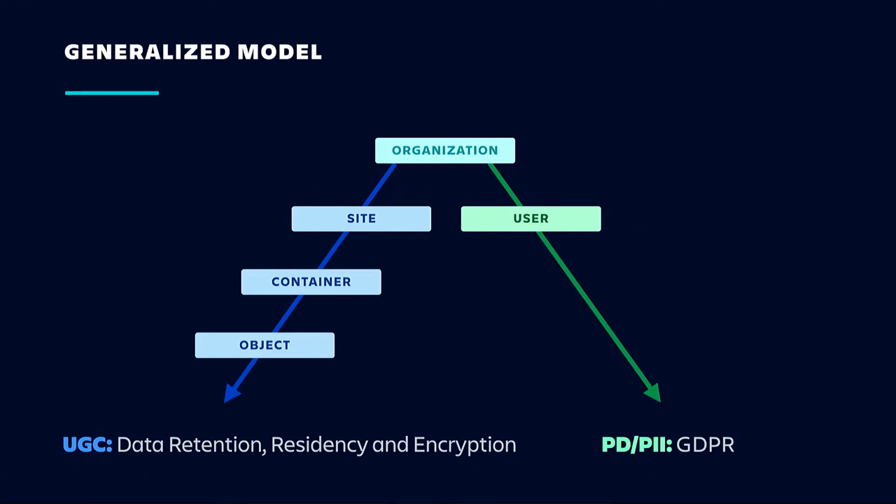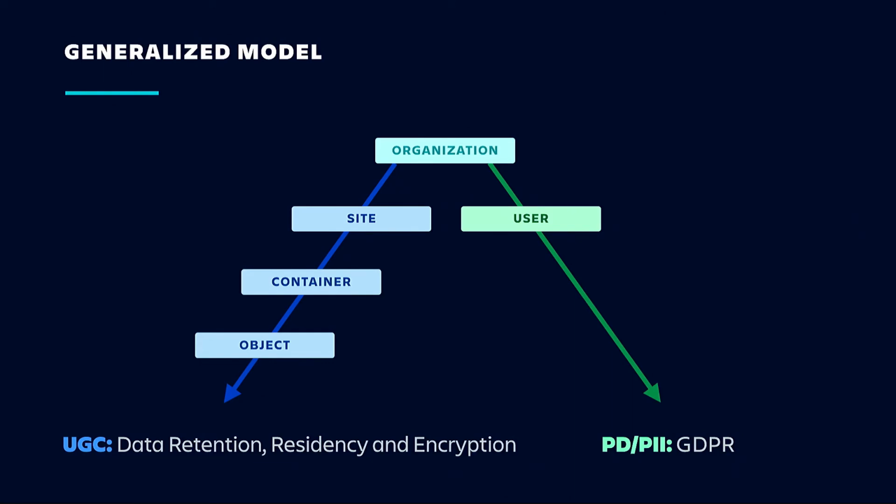So we have the organization at the top. There are sites that are contained in organizations. Within the sites are containers: projects, spaces, repositories. And within them are issues, for instance, or pages. And all of that is user-generated content. And the rules for user-generated content are pretty much always the same. So we need to care about data retention, which means deletion after a certain time if you're no longer a customer, residency, encryption, and so on.